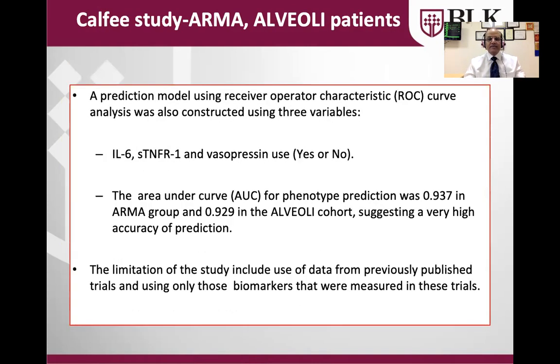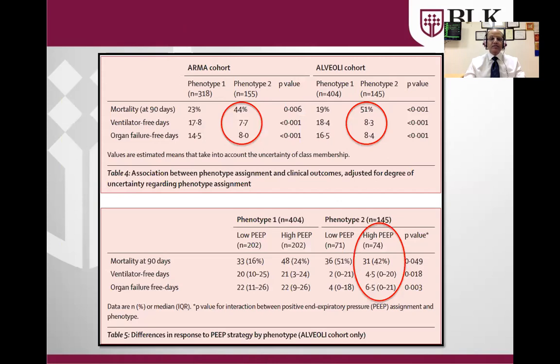So based on that, a prediction model was also made using 3 variables: IL-6, TNFR1, and vasopressor use, whether it was used or not. And the AUC for the phenotype prediction was quite accurate, 0.937 in ARMA and 0.929 in the ALVEOLI cohort, suggesting a high accuracy of prediction. Limitations included the use of data from previous trials, and no prospective new trials were done. So this is what they showed.